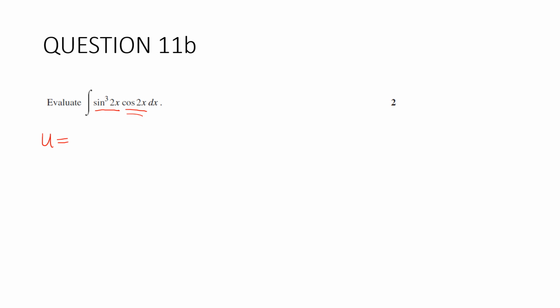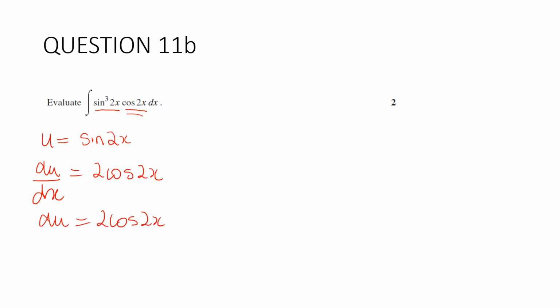Let u equal sin 2x. du/dx is equal to 2 cos 2x. And so du is equal to 2 cos 2x dx. All right, let's substitute. Integral. So sin cubed 2x is u cubed. And then cos 2x dx is du on 2.